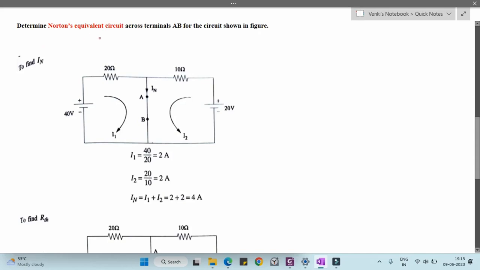Dear students, now we are going to see the problems on Norton's theorem. So the problem statement is: determine the Norton's equivalent circuit across the terminal AB for the circuit shown in the figure. So this is the circuit they have given.